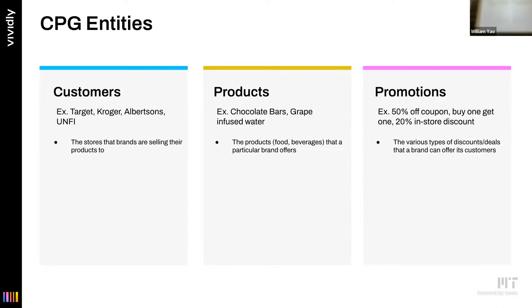Next would be the products. What is it that they sell? Is it oat milk? Is it flavored water, popcorn, you name it. And then finally, what are the promotions? What is the promotion type? What are the details of that promotion? What stores are those promotions linked to, and so forth.